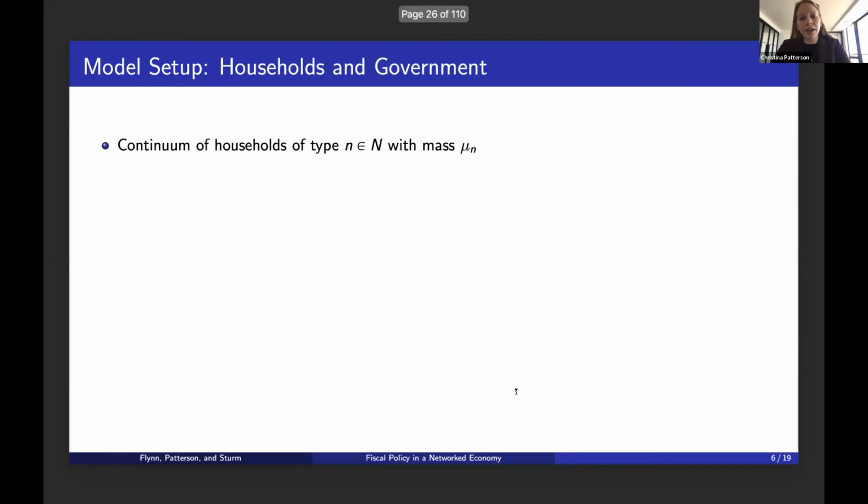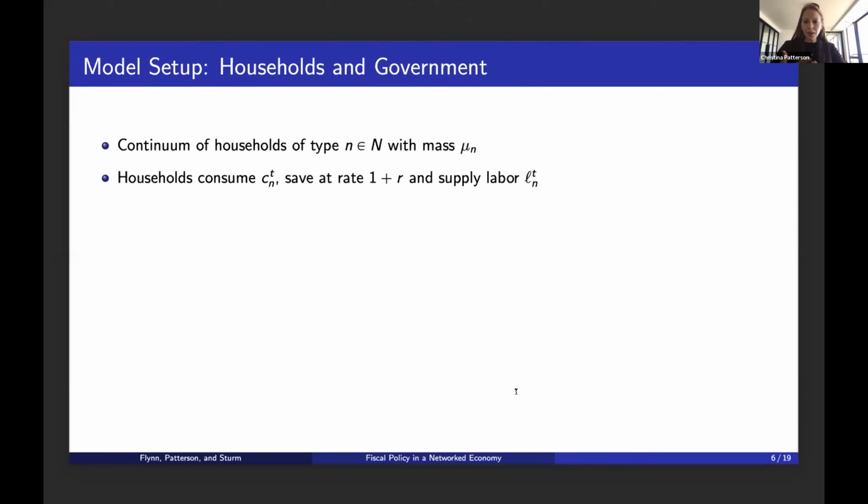On the household side, we're going to have a continuum of households of type n, each with some mass mu. They're going to be choosing a vector of goods, they're going to be saving at some rate 1 plus R, and they're going to be supplying labor in both periods. Now, rather than take a stance on the micro foundations of the utility function, we're just going to assume that there exist some Marshallian demand functions that describe the consumption choices of the households as a function of the variables outside of their control. And this is going to allow us to be relatively agnostic about the source of this consumption heterogeneity, which we're instead going to be taking directly from the data.